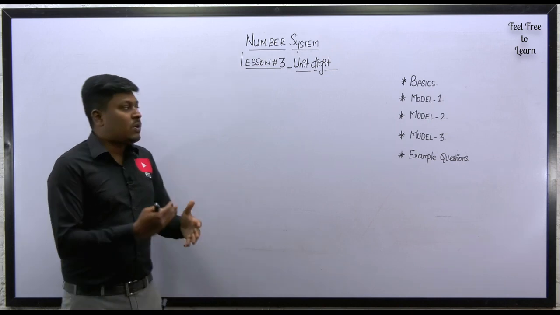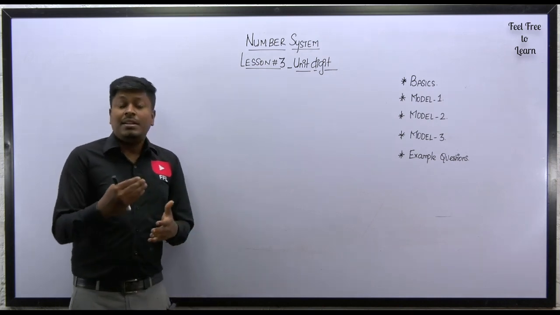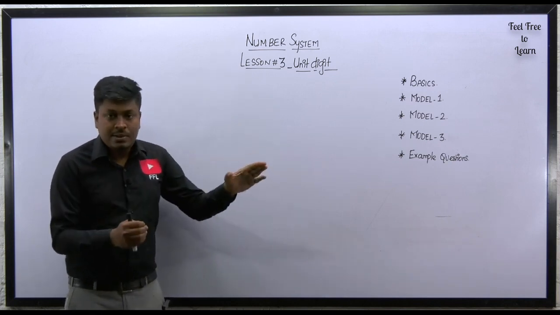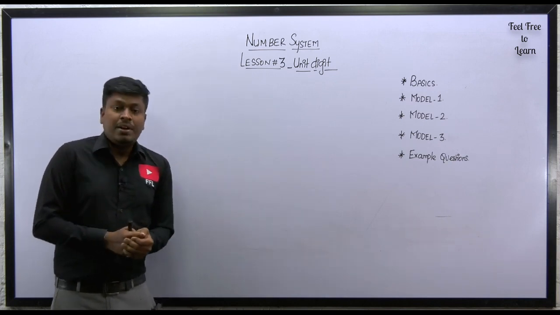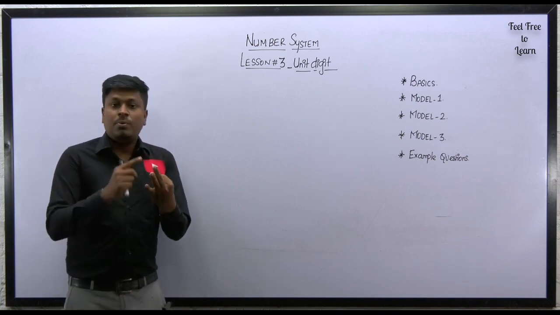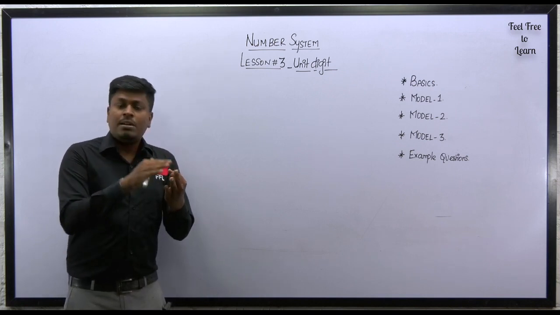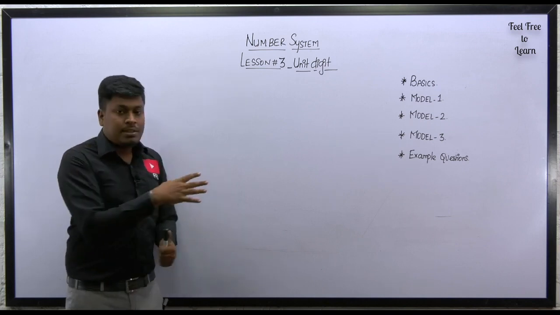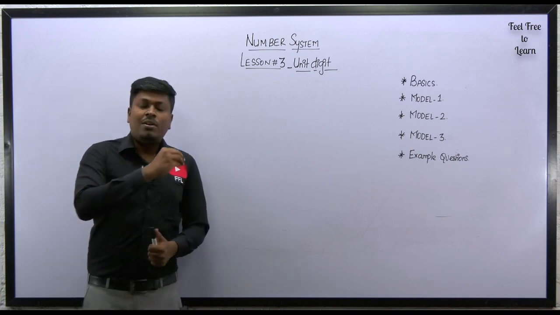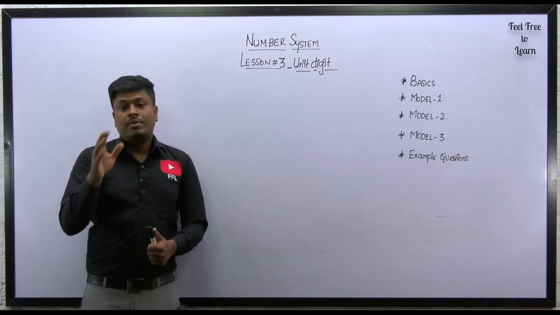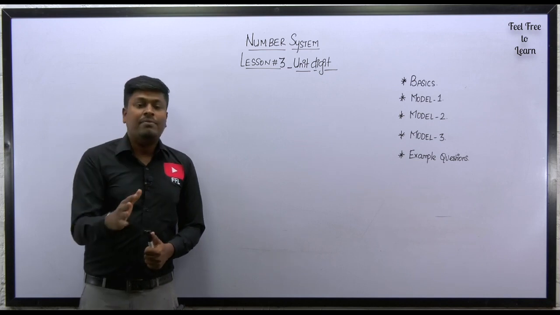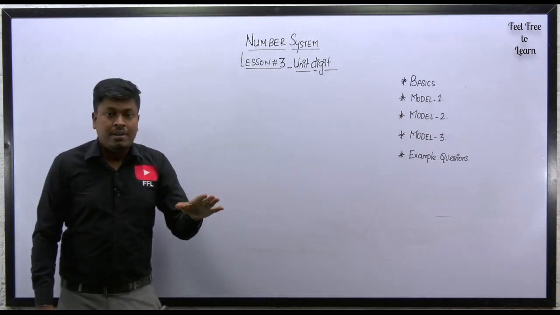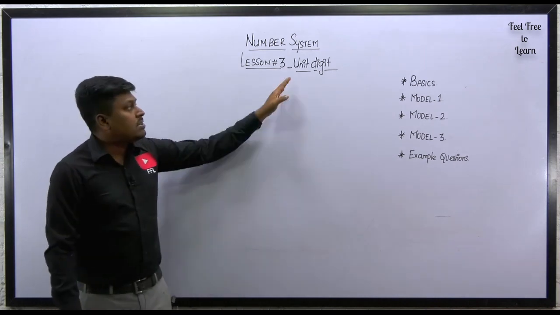Before solving a question, what are the things that we are going to learn in this lesson? First, we are going to learn the basics of unit digit. Then I am going to teach you 3 models, model 1, model 2, model 3, and in models 1, 2, 3 I will be teaching you some shortcuts. After learning all the 3 models, you can solve 100% of the questions from the topic unit digit. You can solve any tough level question. These 3 models and the basics are more than enough to solve all the questions on unit digit.